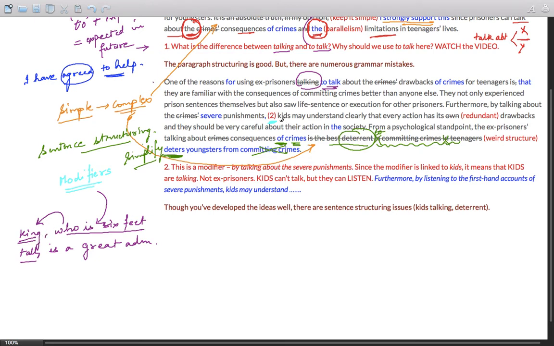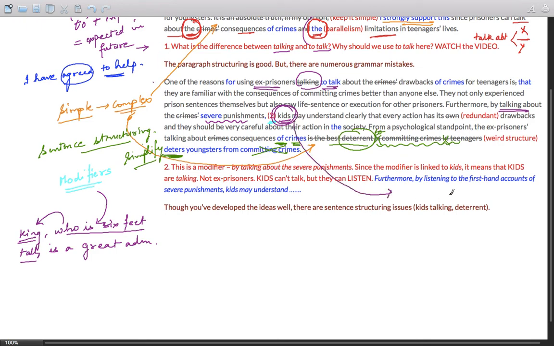The situation is a bit weird over here because the statement says, furthermore, by talking about the severe punishments kids may understand. It seems as if kids are talking about severe punishment. So the kids are certainly not talking about severe punishment. The criminals or the ex-prisoners over here, they are talking about crimes. They're talking about severe punishments. Kids are perhaps listening very attentively. So that's what I've done over here.